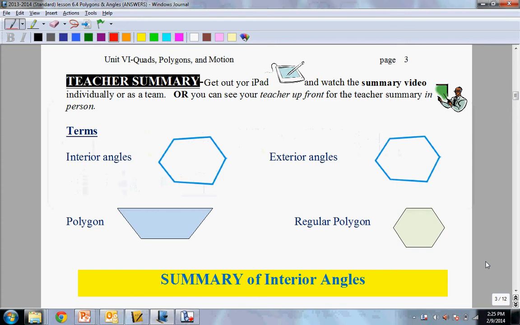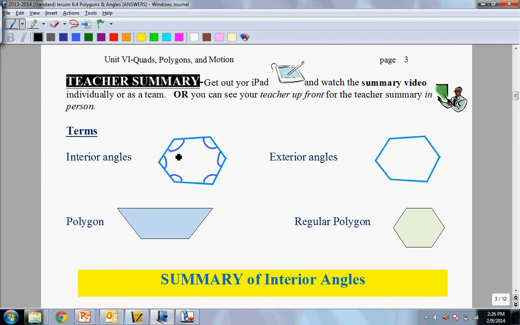You talked about interior angles and the sum of interior angles. So let's quickly define what exterior angles are. First, interior angles are any angles on the inside. So these would be considered interior angles.